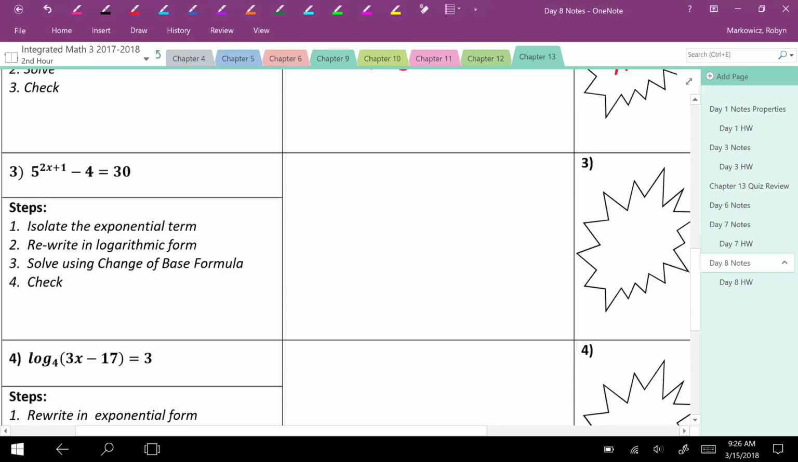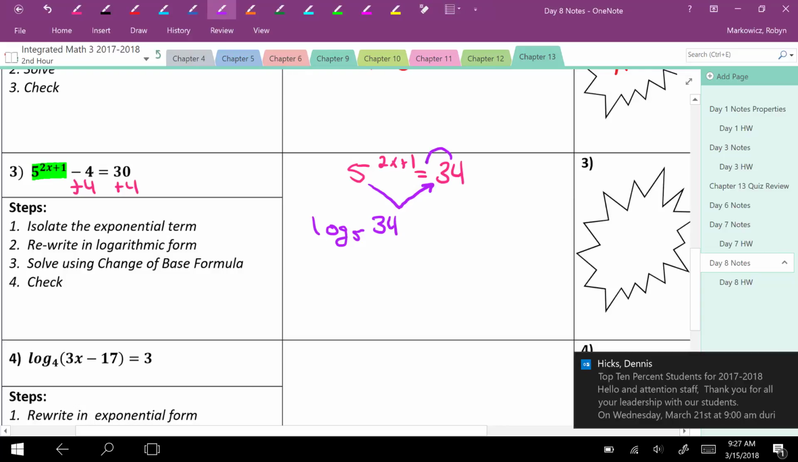What is the first thing I should do? Good, I want to get this exponential expression alone, so I need to add 4 to both sides. So I'll end up with 5 to the 2x plus 1 equal to 34. Can 5 and 34 be written with the same base? No. So what do I do? Convert to log. Log base 5 of 34 is equal to our exponent, 2x plus 1.